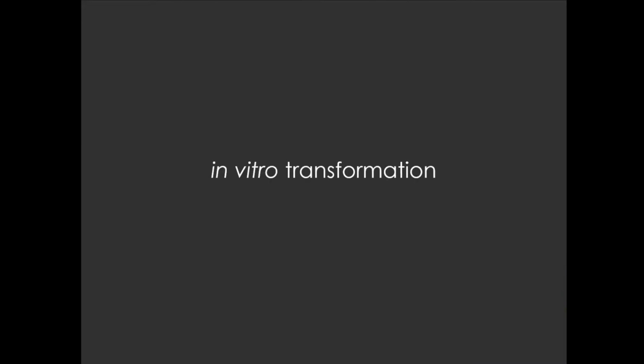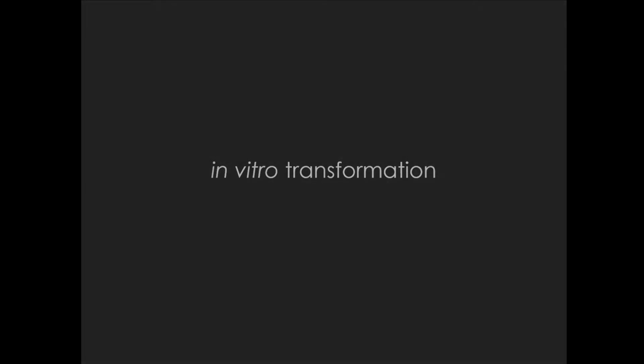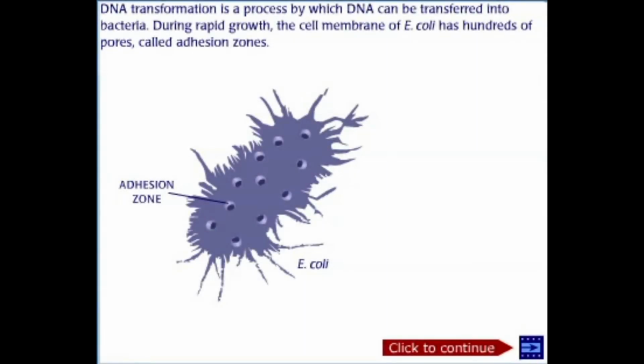Before we move on to a different topic in biotechnology, I'd like to just show you really quickly how in vitro transformation is accomplished. DNA transformation is a process by which DNA can be transferred into bacteria. During rapid growth, the cell membrane of E. coli has hundreds of pores called adhesion zones. Incidentally, competent cells have more of these adhesion zones than normal E. coli, which is why we use them in our transformation experiments.